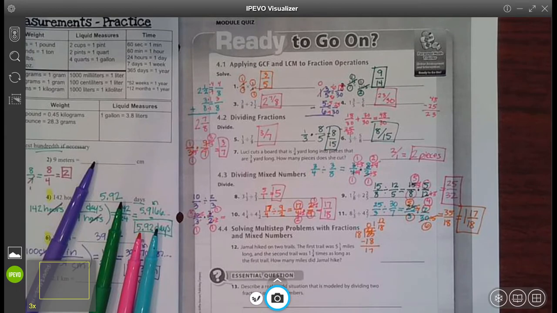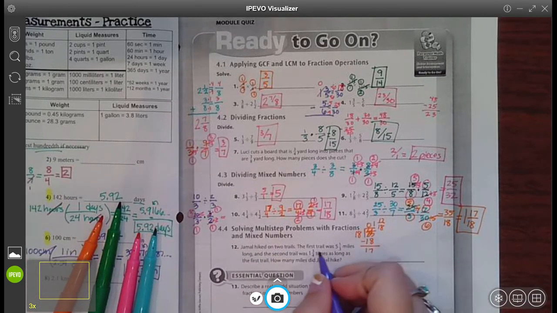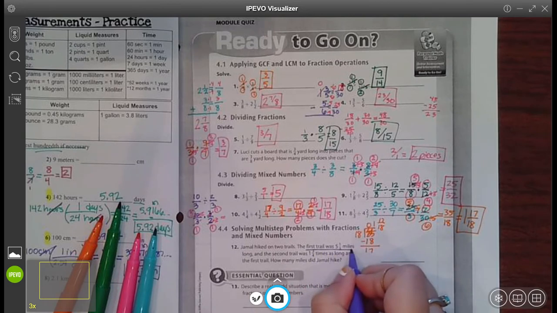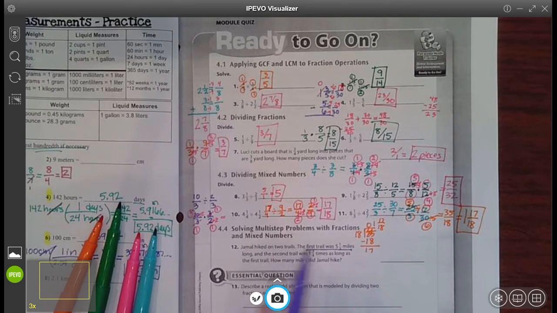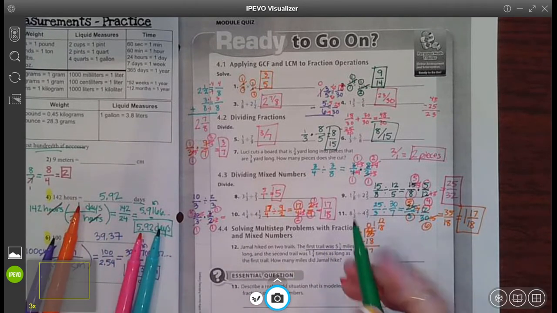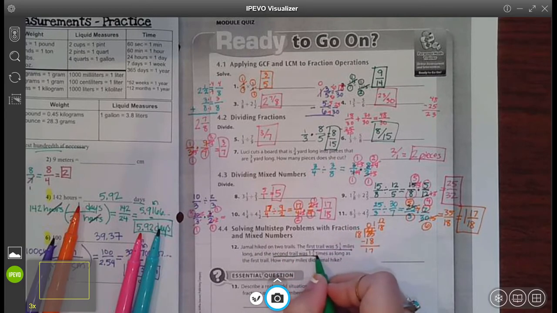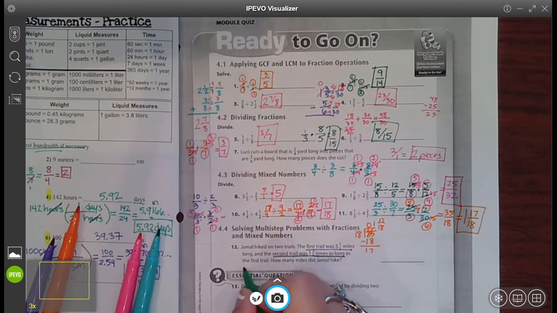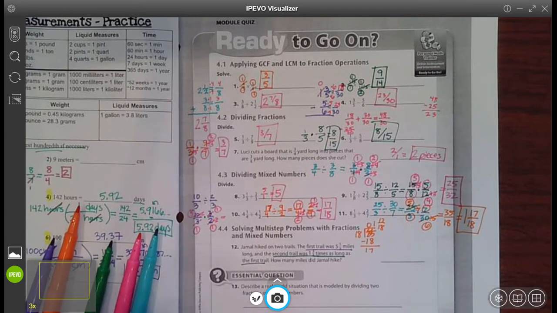Okay, a lot involved in that problem. Okay, last one. Let's take a look. It says Jamal hiked on 2 trails. So the first trail was 5 1/3 miles long, and the second trail was 1 3/4 times as long as the first. How many miles did he hike altogether?